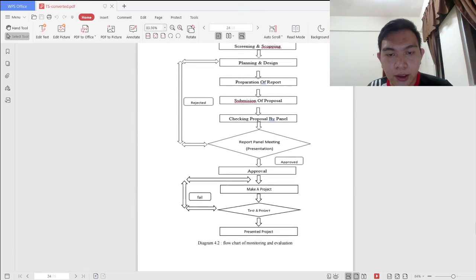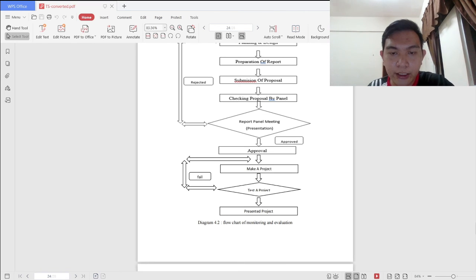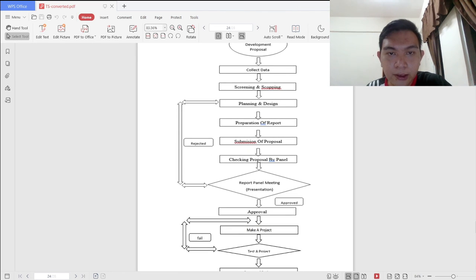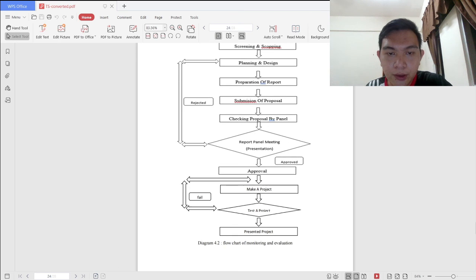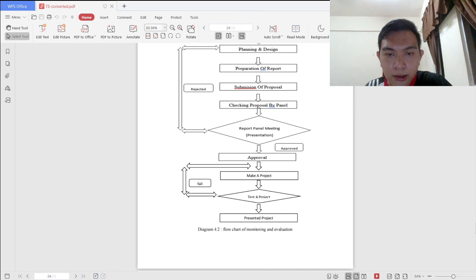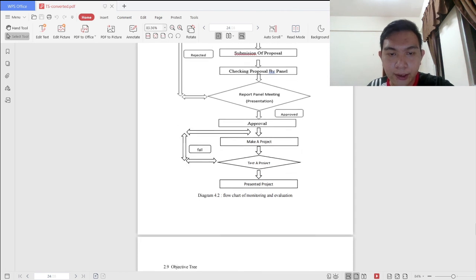So for our flow chart of monitoring and evaluation, firstly is project development, where you collect the data and screening, and then you plan for the project and design. After that, you prepare a report and submit the proposal. If the proposal is rejected, repeat the steps from planning and design. If it is approved, the project is started, and then you start to do tests and present the project.